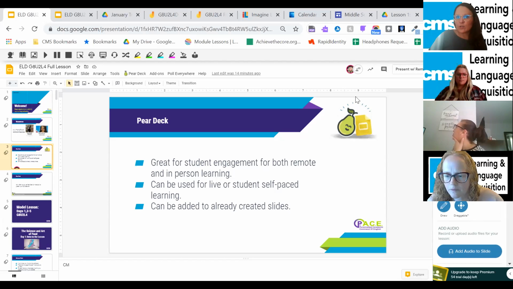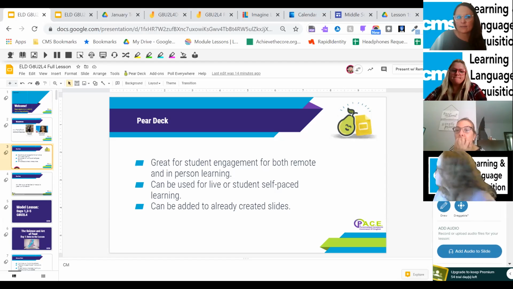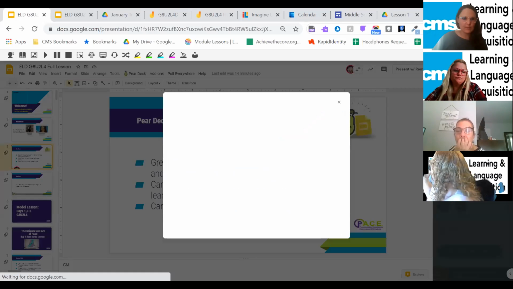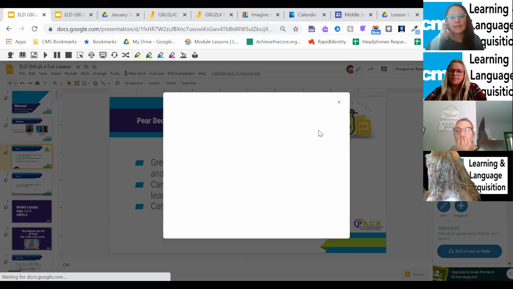Last thing, in order to get your Pear Deck started, be very careful. You never want to click present on your slides. You have to start your lesson in Pear Deck. So you have to click this green button that says start lesson. That's one thing that I've seen often that people goof up. So make sure you click it in Pear Deck to start your lesson. It's going to pop up here for me, and I'll have a code to give you in just a second.